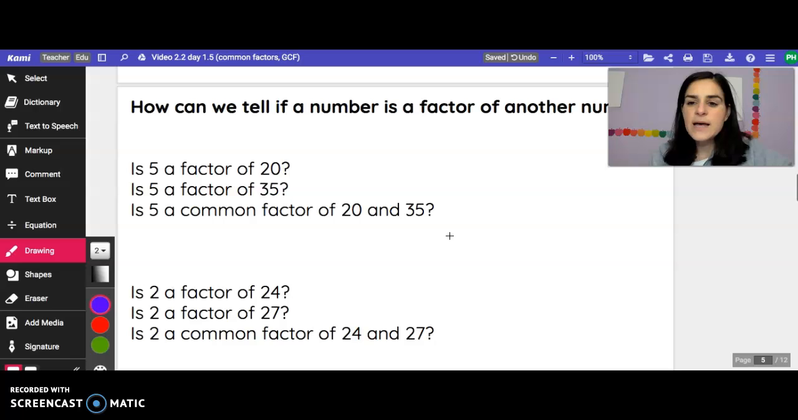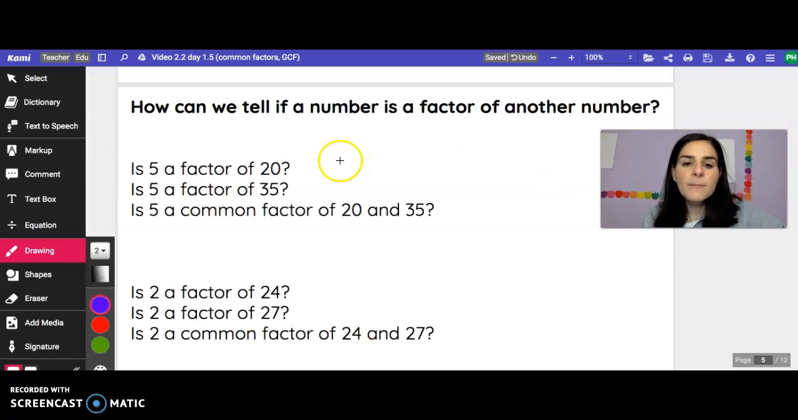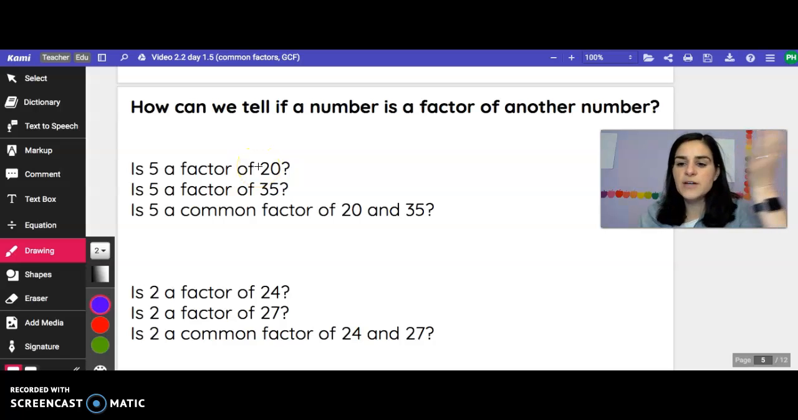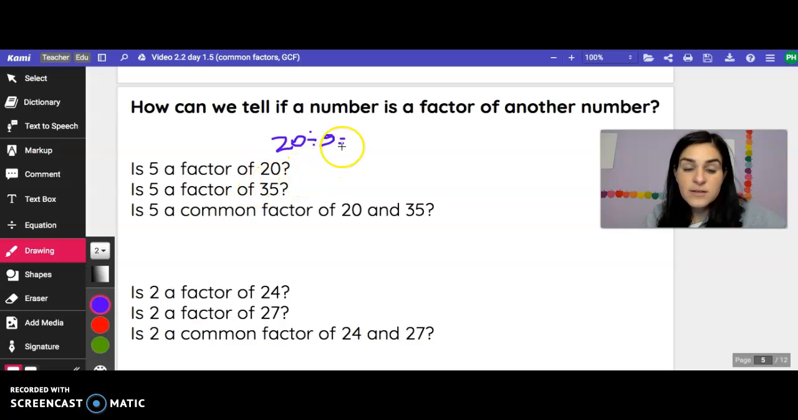Now, how can we tell if a number is a factor of another number? So like, how can I just tell, is 5 a factor of 20? What do you think? How can I just know if one number is a factor of another number? Well, I know it's a factor if it can be evenly divided by that number with nothing left over. So can I do 20 divided by 5 with nothing left over? Yes, it's 4. So is 5 a factor of 20? Yes, just gonna put a Y.